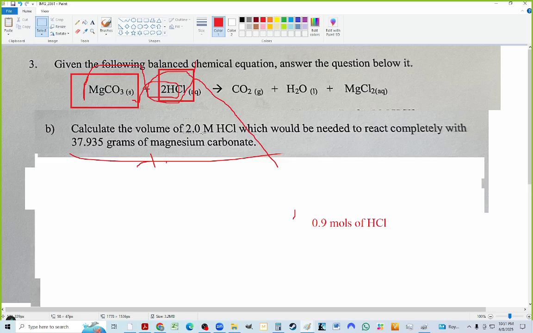They gave us a concentration. Do you remember what I told you the big M actually stands for? It's something per something.